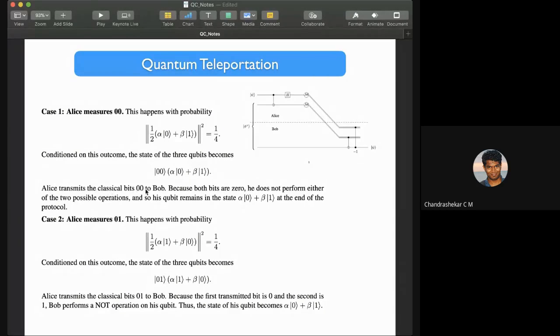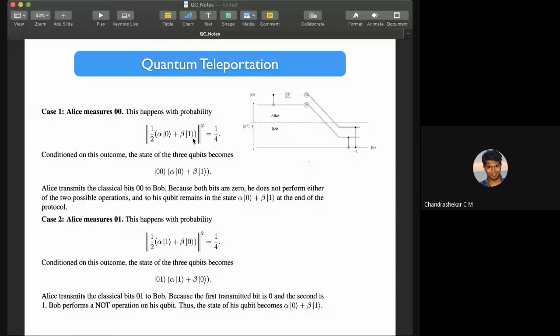Alice transmits the classical bits 0, 0 to Bob. So she can send classical information. She's not sending any quantum state, but she sends classical information to Bob, 0, 0. So what Bob does, because both bits are 0, 0, he does not perform either of the two possible operations, and so his qubit remains the same. He does not have to do anything, because Alice has sent 0, 0, and he gets back exactly the state Alice has sent.